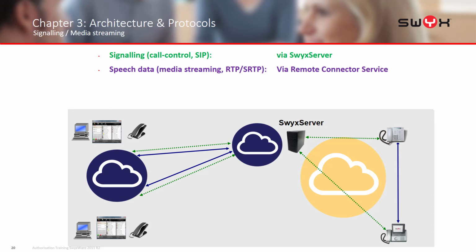This at the present moment is only available to the soft client. If you want to use a physical phone, whether it's one of our system phones or whether it's a SIP phone, you will have to create a VPN or have some sort of secure network to attach those too. But that's the way we do our media streaming.